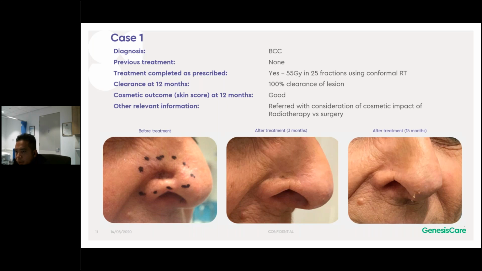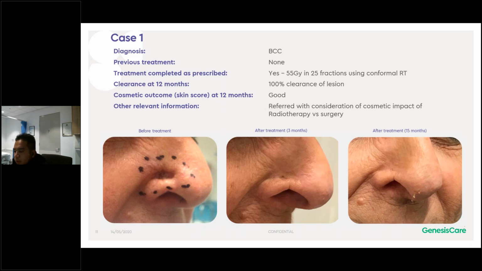The patient was treated with a dose of about 55 gray delivered over 5 weeks. You can see the difference at the beginning of the treatment on the left of your screen, after 3 months in the middle, and what happens after about 15 months. So we actually see a complete response to the cancer in that area with a good cosmetic outcome in the end.